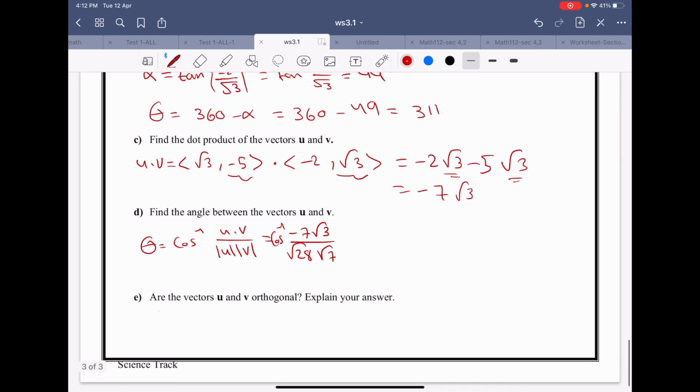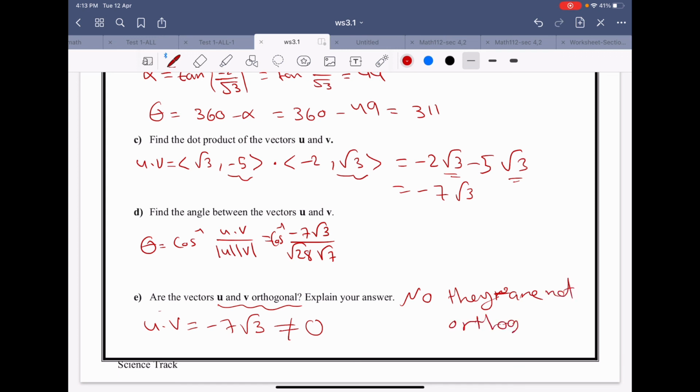Part E, are the vectors U and V orthogonal? In order to be orthogonal, the dot product should equal 0. But since U dot V equals negative 7 root 3, which doesn't equal 0, the answer would be no. They are not orthogonal. And this is the reason.